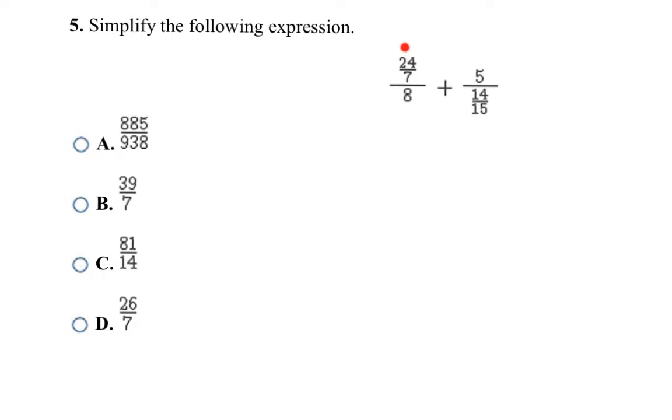Here we have two complex fractions being added together. And a complex fraction is just a fraction divided by a fraction. So I'm going to rewrite those complex fractions side by side with a division symbol. So that's going to be 24 over 7 divided by 8 plus 5 divided by 14 over 15.